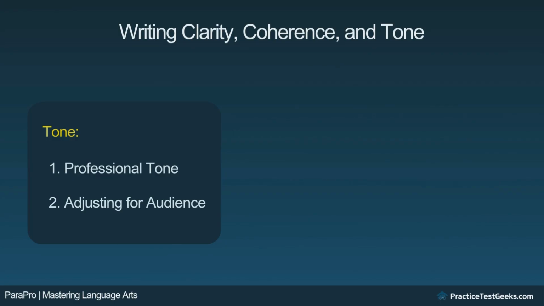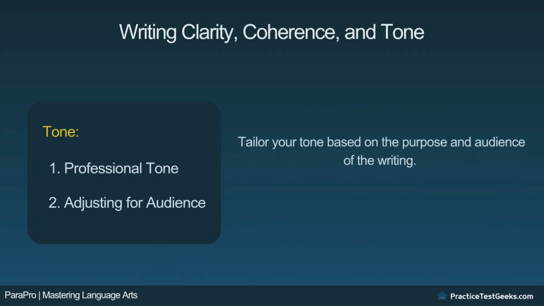2. Adjusting for audience. Tailor your tone based on the purpose and audience of the writing. Formal for academic writing, informal for personal reflection.